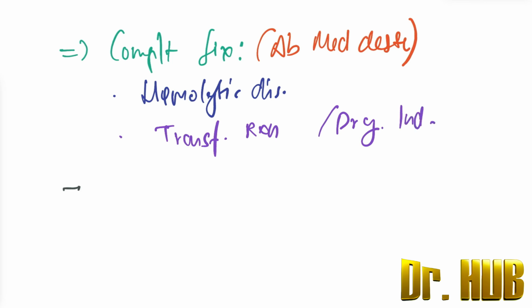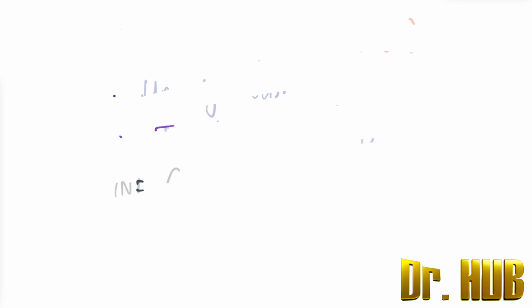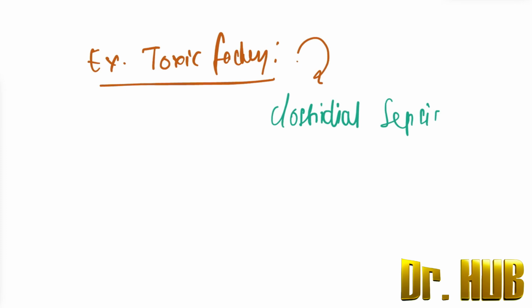Next we look at infections of the red blood cells. Infection of the red blood cells may include malaria as well as babesiosis. Now let's look at the exogenous toxic factors. What is present in the exogenous toxic factors? It includes Clostridial sepsis. Then we move on to the extravascular hemolysis.